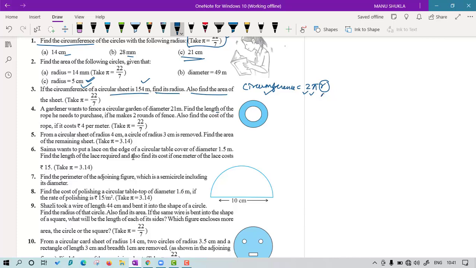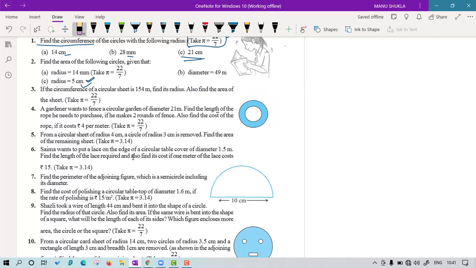After you have got the value of r, it is very easy for you to find the area, because area is given by pi r square. You can put that value of r that you have found. Okay, that's it. So this is also done in the classwork, so I'm not solving it right now.